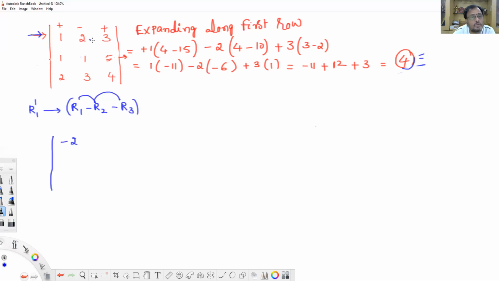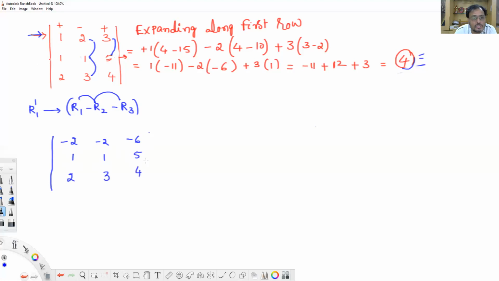Here I have written. Here also again, look at 3, 2 minus 1. 2 minus 1 is 1. 1 minus 3 is minus 2. Again here also, 3 minus 5, R1 minus R2 minus R3. 3 minus 5 is minus 2, minus 2 minus 4, minus 6. And the remaining elements are the same: 1, 1, 5, 2, 3, 4.